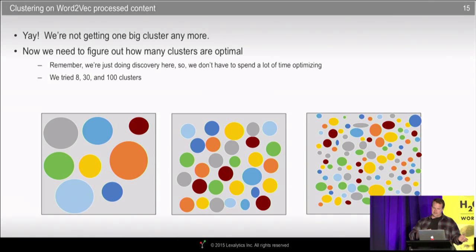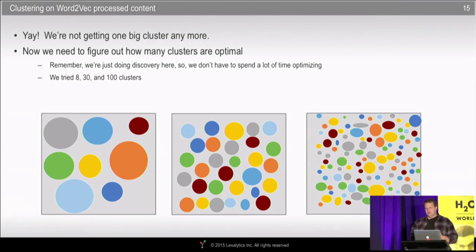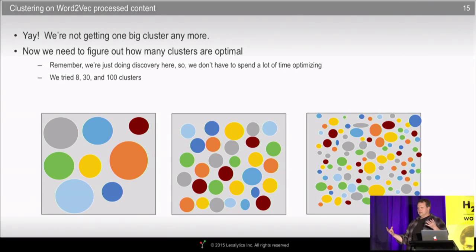Now we're not getting one big cluster anymore. We have to figure out how many clusters are optimal. We're just doing discovery here. We didn't want to spend a lot of time running all kinds of experiments and trying all these different cluster spaces. So we did 8, 30, and 100 because we like those numbers. And what I'm going to show you on the next few slides is the sort of results that we saw from this, some of the interesting extractions that we got.